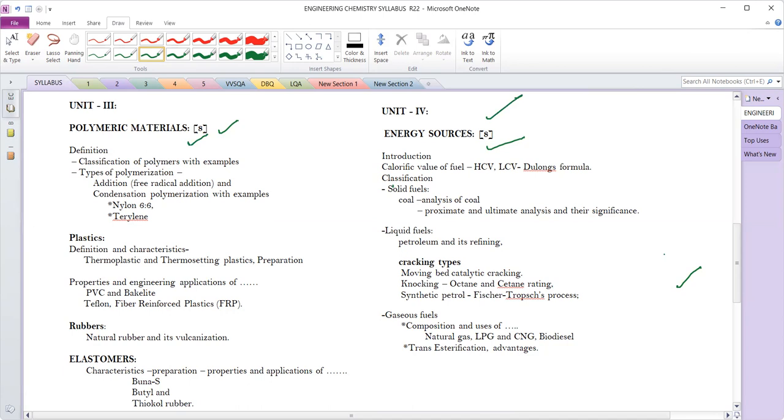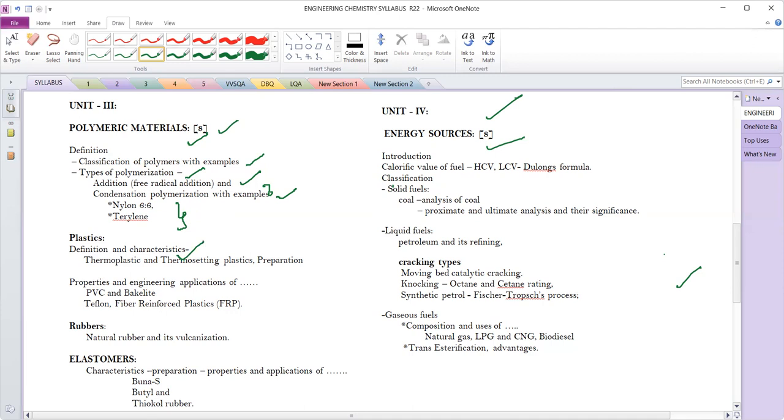So this is the polymeric materials, third unit, and here you can see the classifications of polymers with examples, types of polymerizations, and in those types, addition polymerization and condensation polymerization. That too we have to discuss in terms of these two examples, right? Next, another topic is plastics.